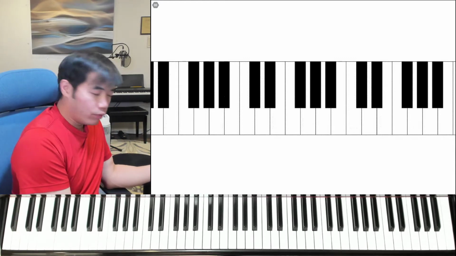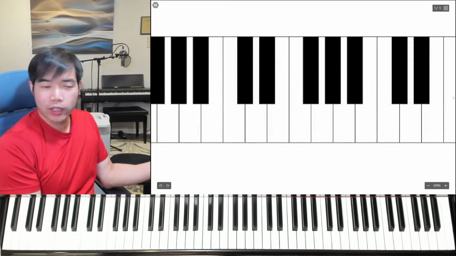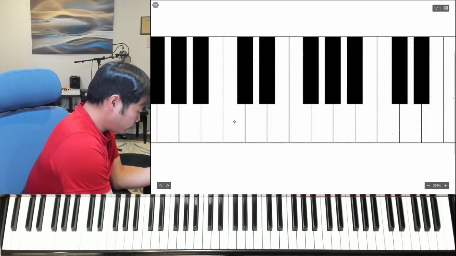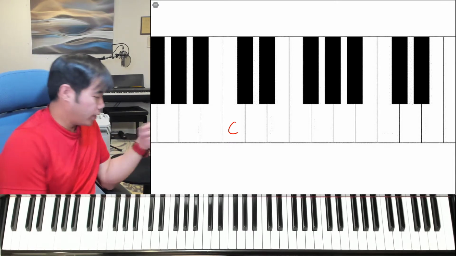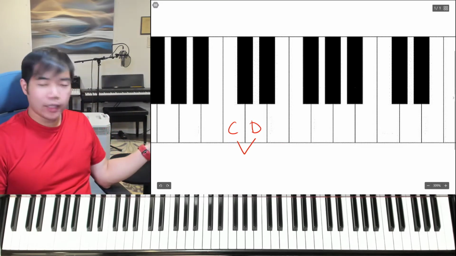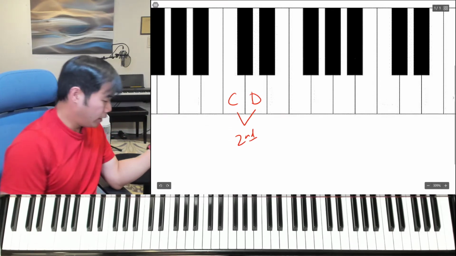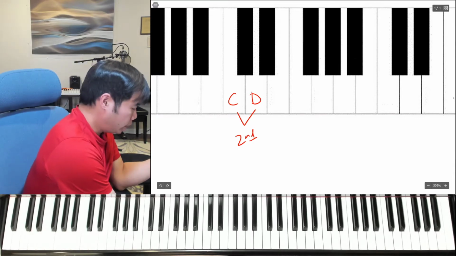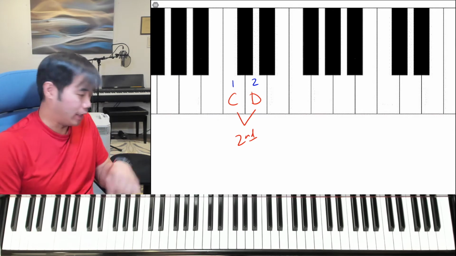Taking a look at this keyboard, for example, and I'm assuming you already know how to read a keyboard. We have the note C. And if we're going from C to D, for example, that is said to be the interval of a second. Basically, we just count. This will be 1 and 2, a distance of a second.